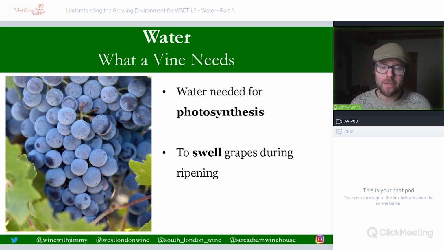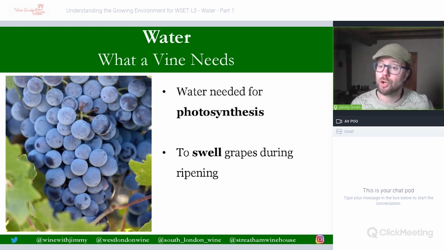So water, the vine will require water to survive, like all living things, and it needs water for photosynthesis. So it will specifically need the hydrogen component of water, certainly then to create glucose, a more complex molecule chain of glucose, but also for the whole growth of the vine, and of course then for producing oxygen as well. So it's needed for that photosynthesis, the growth of the vine, and also to swell the grapes during ripening.